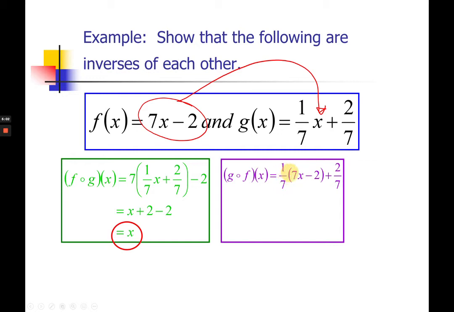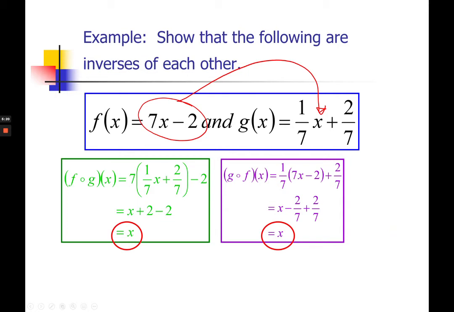So actually, you have 1x and then negative 2 over 7, and then copy 2 over 7. It looks complicated, but actually this part is going to be equal to 0. It cancels out. Again, the result is actually x.